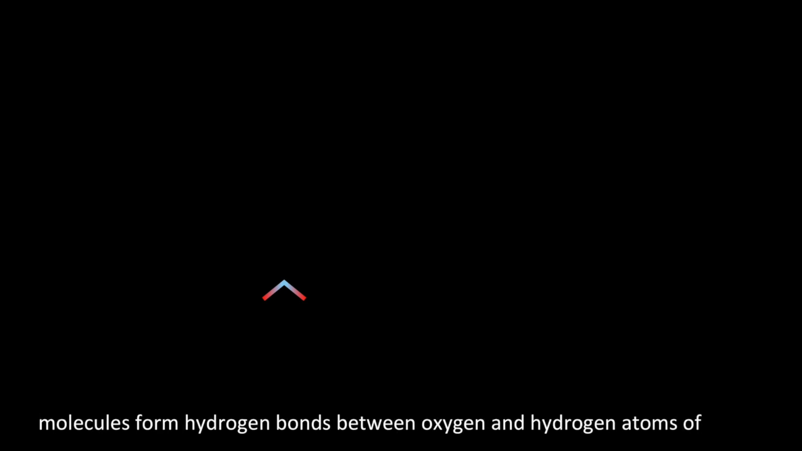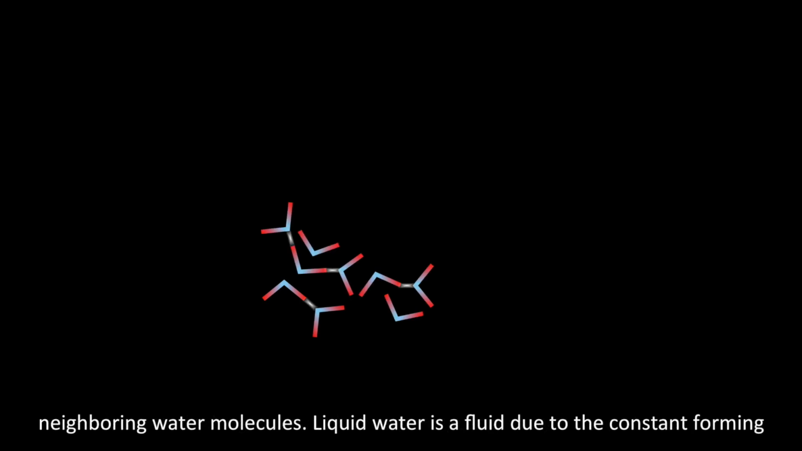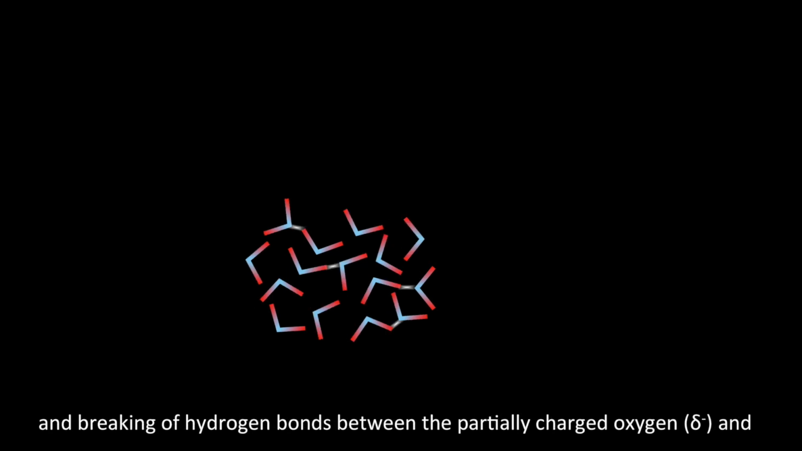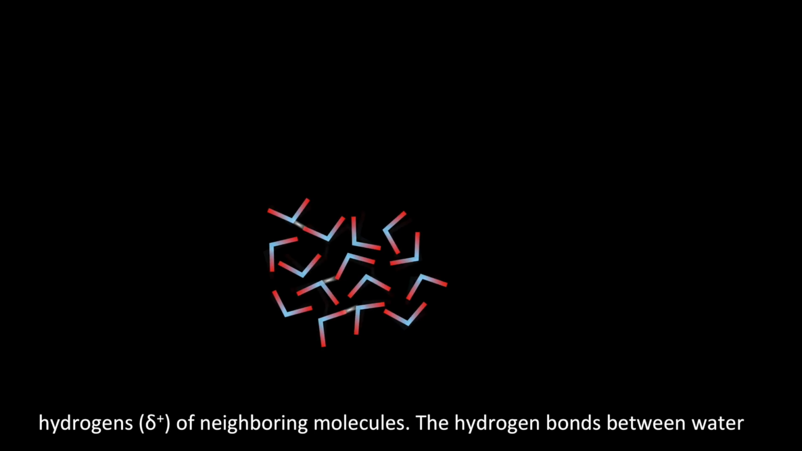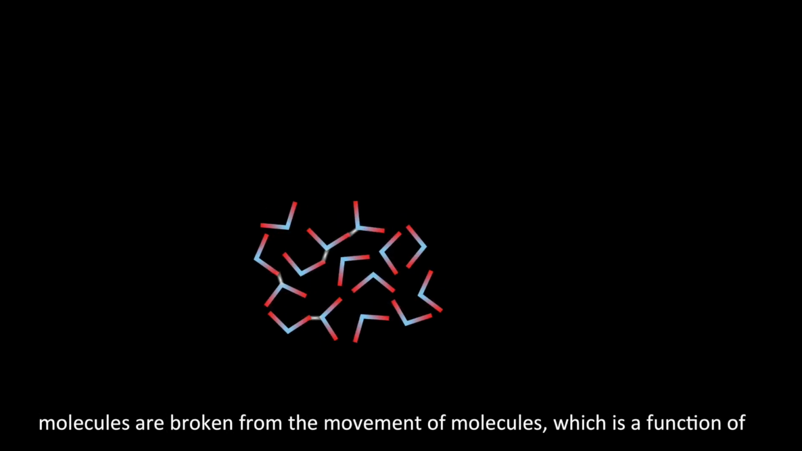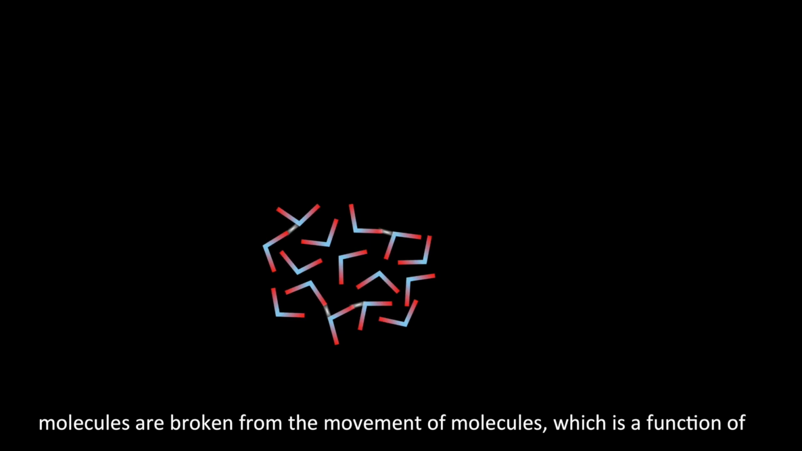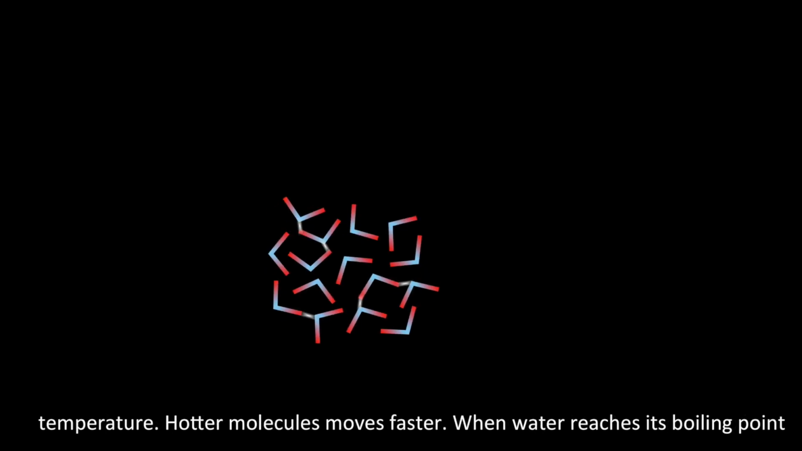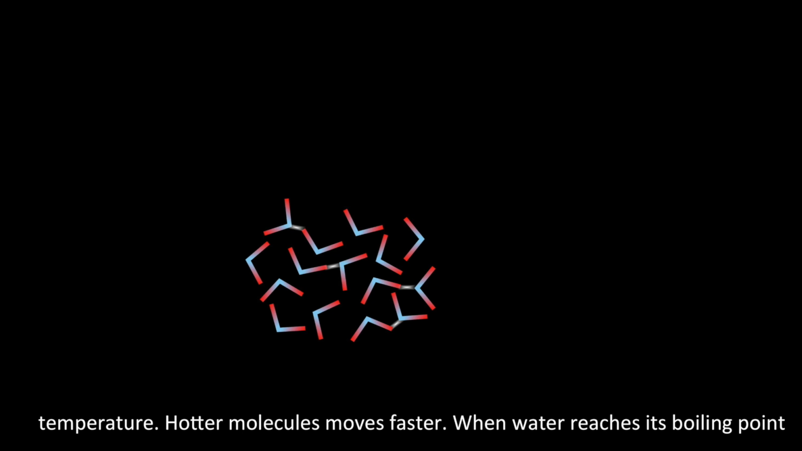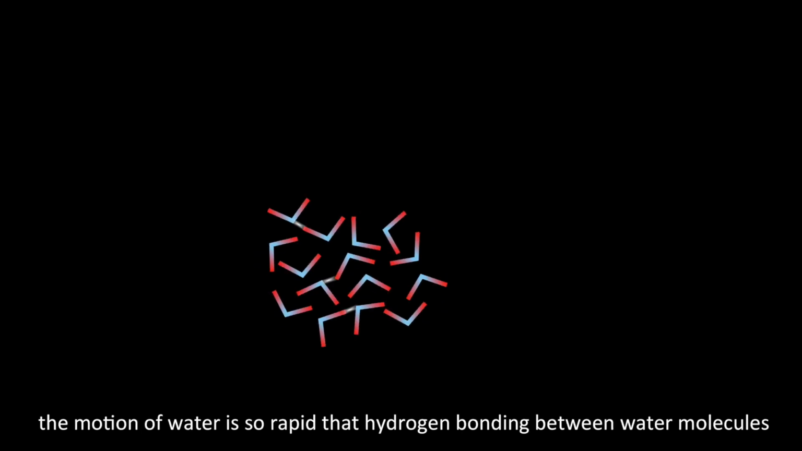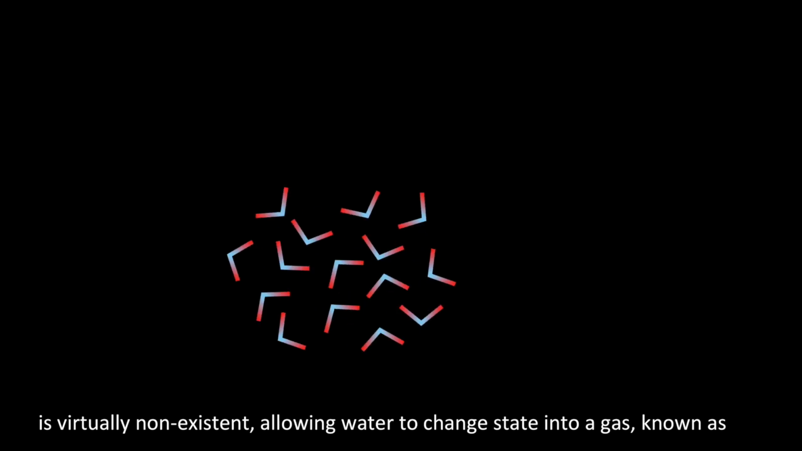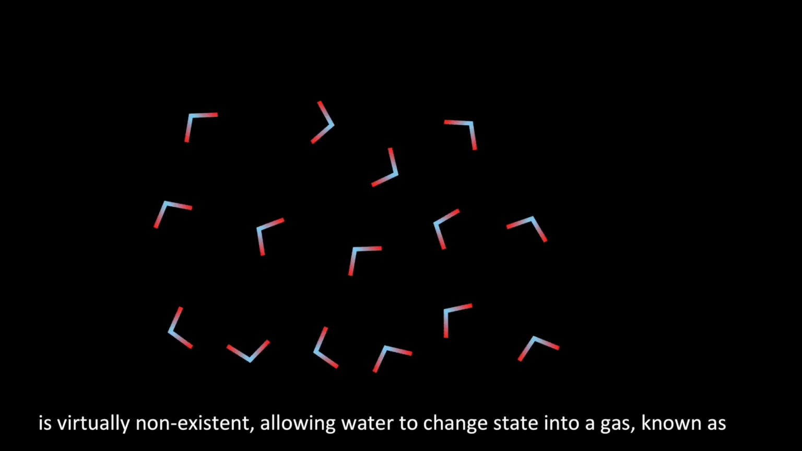Water molecules form hydrogen bonds between oxygen and hydrogen atoms of neighboring water molecules. Liquid water is fluid due to the constant forming and breaking of hydrogen bonds between the partially charged oxygen and hydrogens of neighboring molecules. The hydrogen bonds between water molecules are broken from the movement of molecules, which is a function of temperature. Hotter molecules move faster. When water reaches its boiling point, the motion of water molecules is so rapid that hydrogen bonding between water molecules is virtually non-existent, allowing water to change state into a gas, known as water vapor.